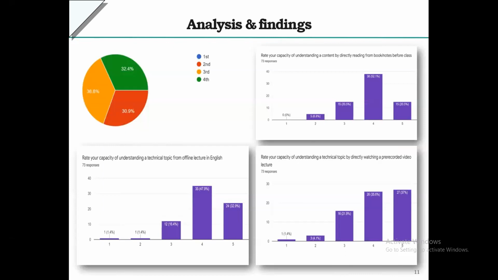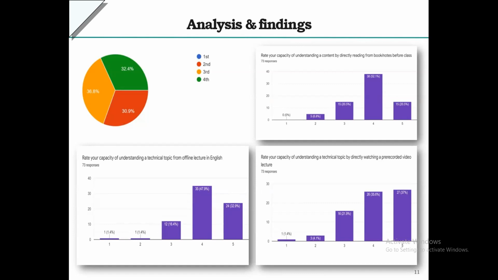So I did some survey in the month of December for second, third, and fourth year students, and I got these answers. I asked questions, for example, whether you are understanding a technical topic from an offline lecture in English, how much is your probability. So 5-star is less here, 4-star is more.